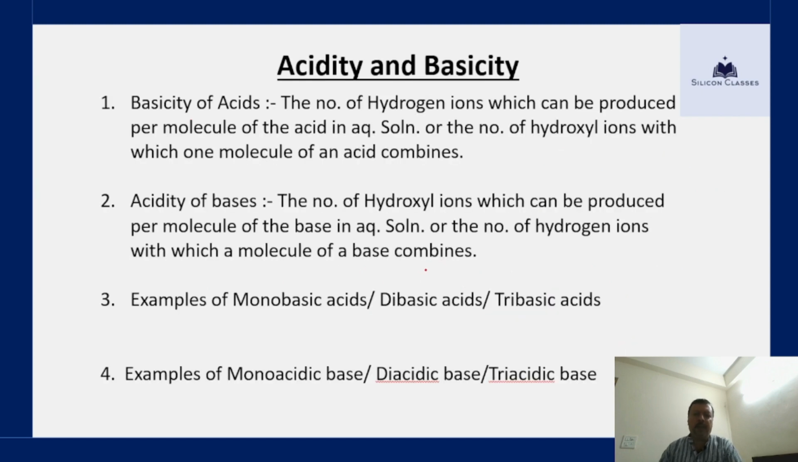Now we are coming to acidity and basicity. Basicity of acids is nothing but the number of hydrogen ions which can be produced per molecule of the acid in aqueous solution. And what is the acidity of base? The number of hydroxyl ions which can be produced per molecule of the base in aqueous solution.